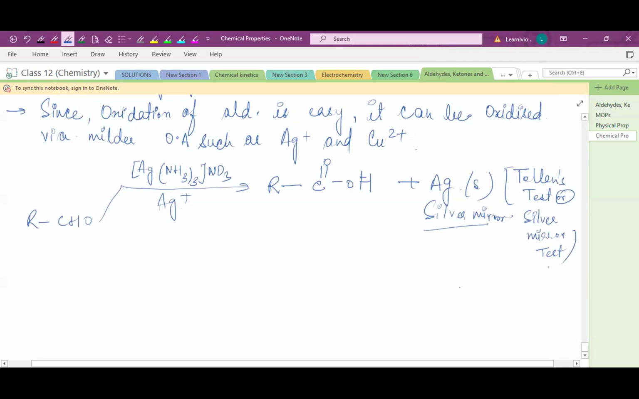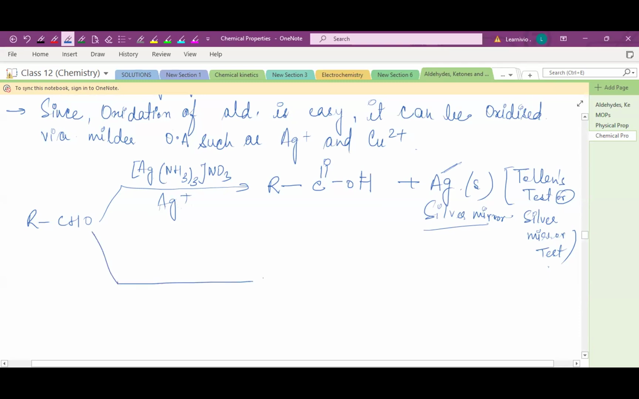In the test tube, you will observe a silver-colored mirror, the shiny texture, and that is nothing but silver. So silver is getting formed in this reaction, and this aldehyde is getting oxidized to the corresponding carboxylic acid, right? So that is your Tollens test, and that is also known as your silver mirror test.